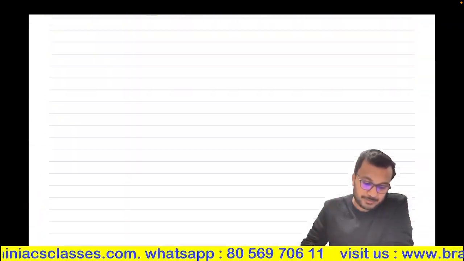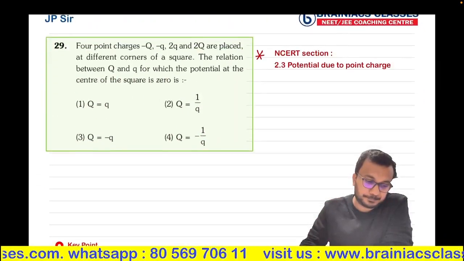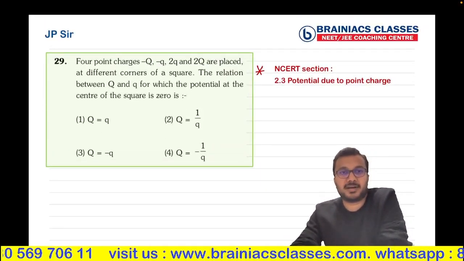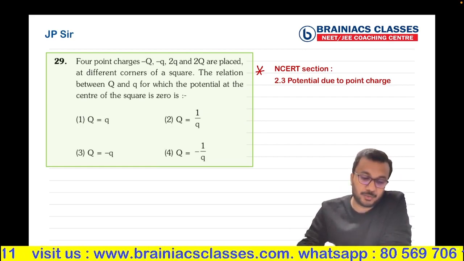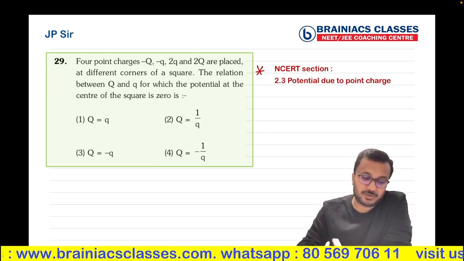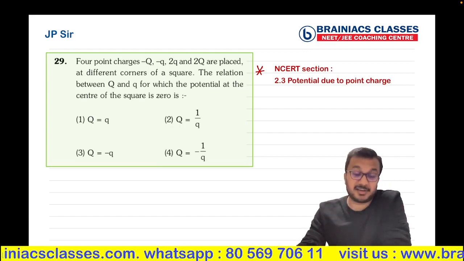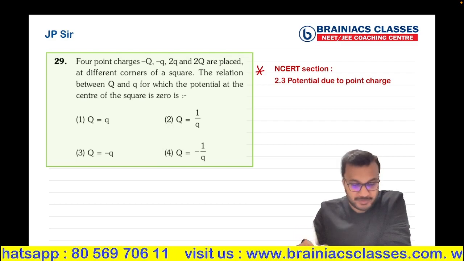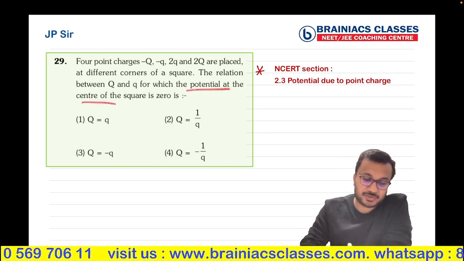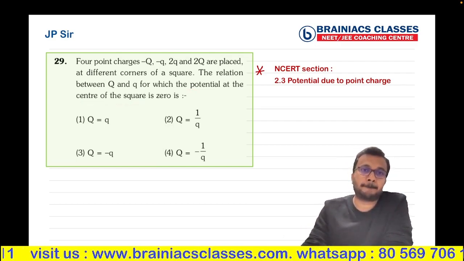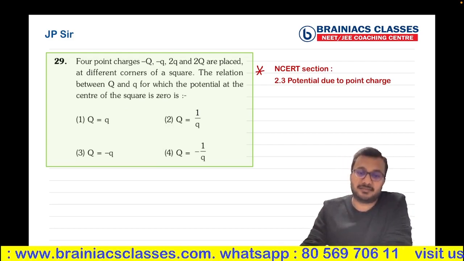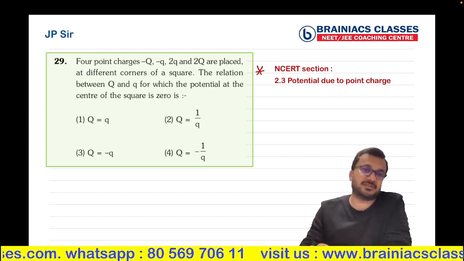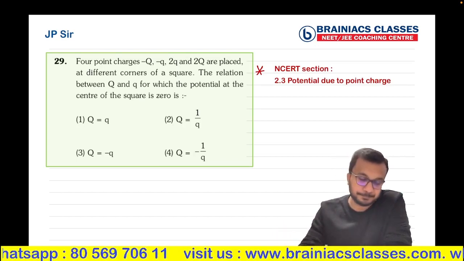Let's move to question number 29. Four point charges, minus capital Q, minus small q, 2 small q, 2q, are placed at different corners of a square. The relation between capital Q and small q for which the potential at the center of the square is 0. Potential at the center. Again, this is potential due to point charges, or potential due to multiple charges. Two sections actually combined.